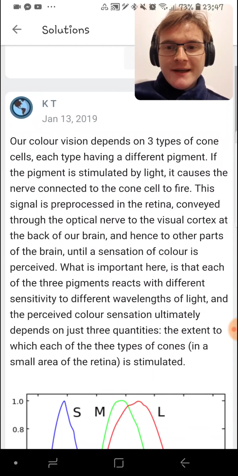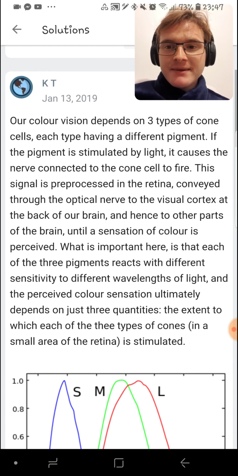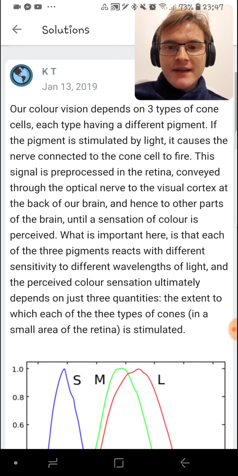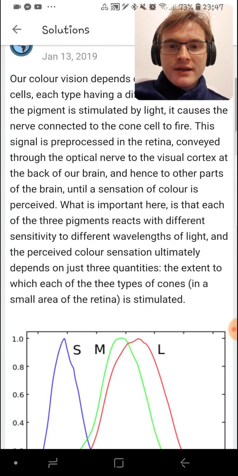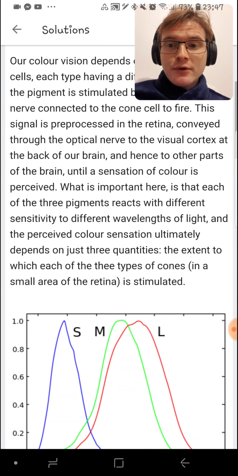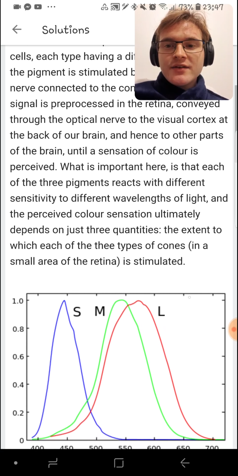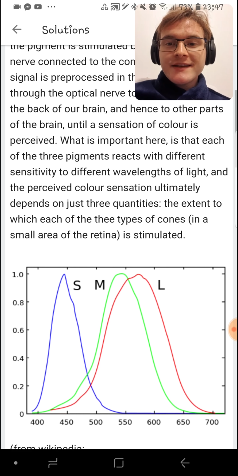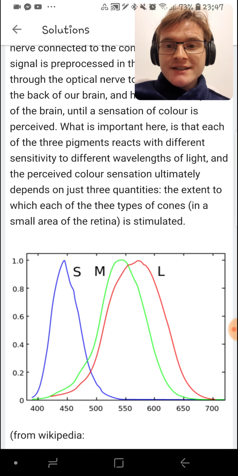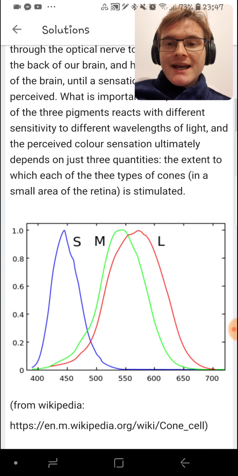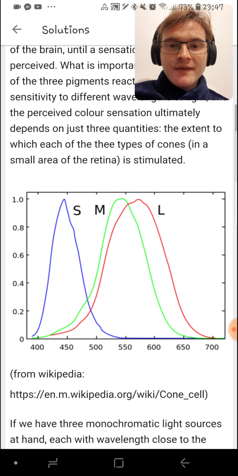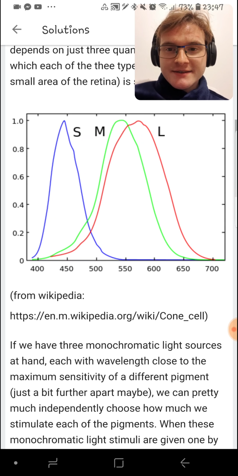Our colour vision depends on 3 types of cone cells, each type having a different pigment. If the pigment is stimulated by light, it causes a nerve connected to the cone cell to fire. This signal is processed in the retina, conveyed through the optical nerve to the visual cortex at the back of our brain, and hence to other parts of the brain until a sensation of colour is perceived. What is important here is that each of the 3 pigments reacts with a different sensitivity to different wavelengths of light, and the perceived colour sensation ultimately depends on just 3 quantities: the extent to which each of the 3 types of cones in a small area of the retina is stimulated.